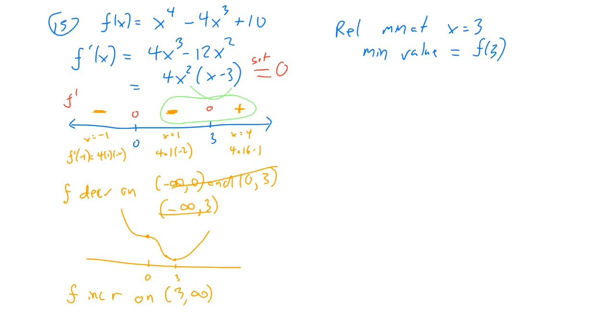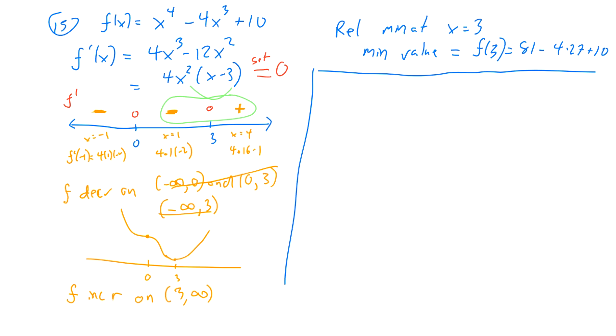So 81 minus 4 times 27 plus 10. You can put it in the calculator. And that's all we get from the first derivative. Now the second part of the problem, or the last several questions, are all asking for second derivative information. So let's look at f double prime of x. I'm going to differentiate this version of f prime.